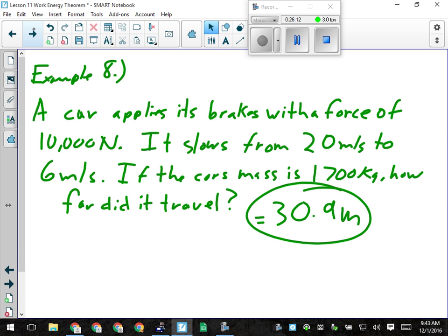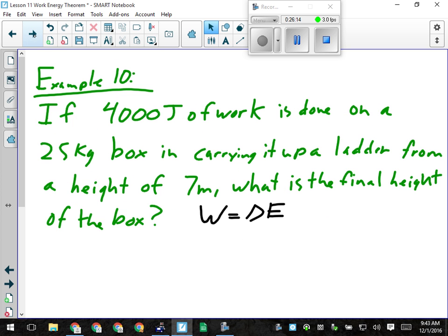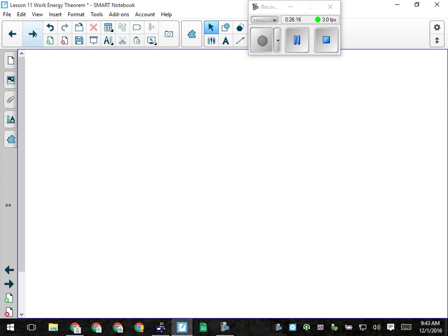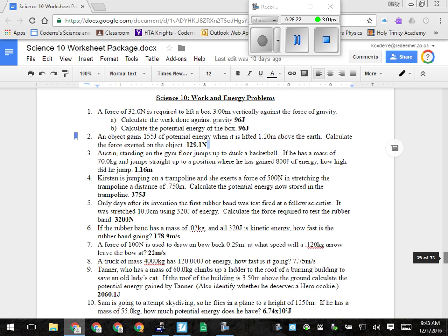We've done one like that. I'm going to save a few of these examples for another day. What I need you guys to do right now is take out your phone, page 25 of the worksheet package. These are much easier than the ones we've been doing. They start out with just work is force times distance. So they're much easier than setting them equal to each other.